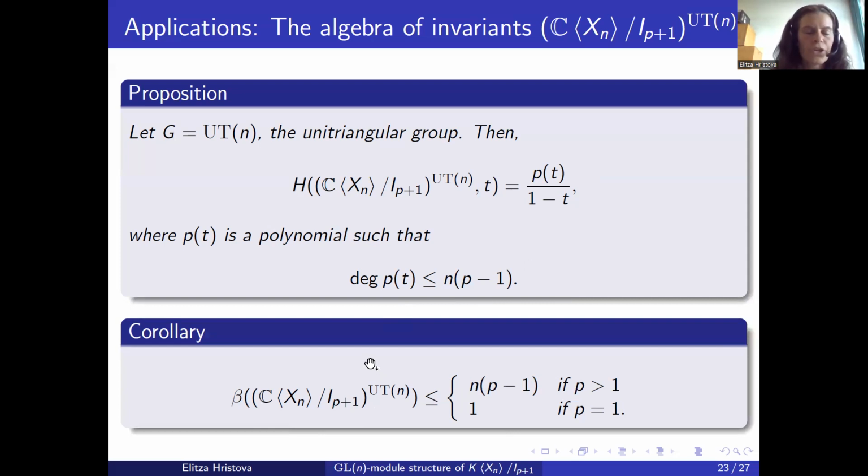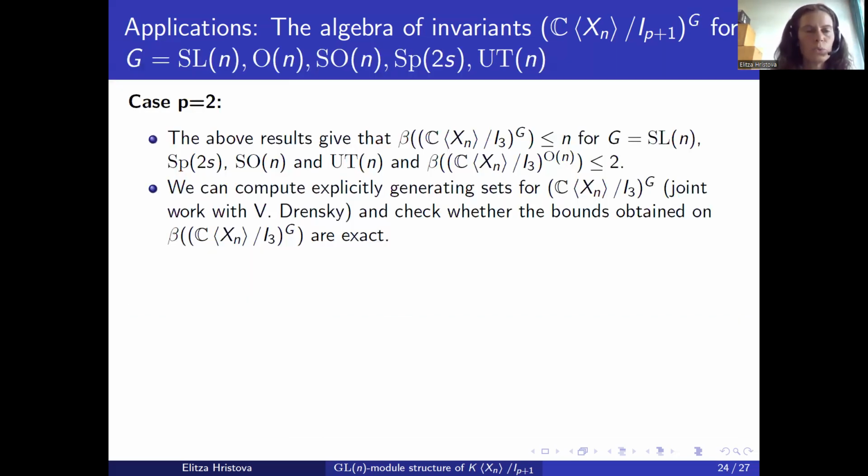We can check the optimality of our bounds when p is equal to 2, which means we consider C⟨x_1,...,x_n⟩ modulo the ideal generated by triple commutators. In a joint work with Veselin Drensky, we have found explicit generating sets for these algebras of invariants for all the 5 groups that we have considered. And so we can check whether the bounds from our statements from before are obtained or not.